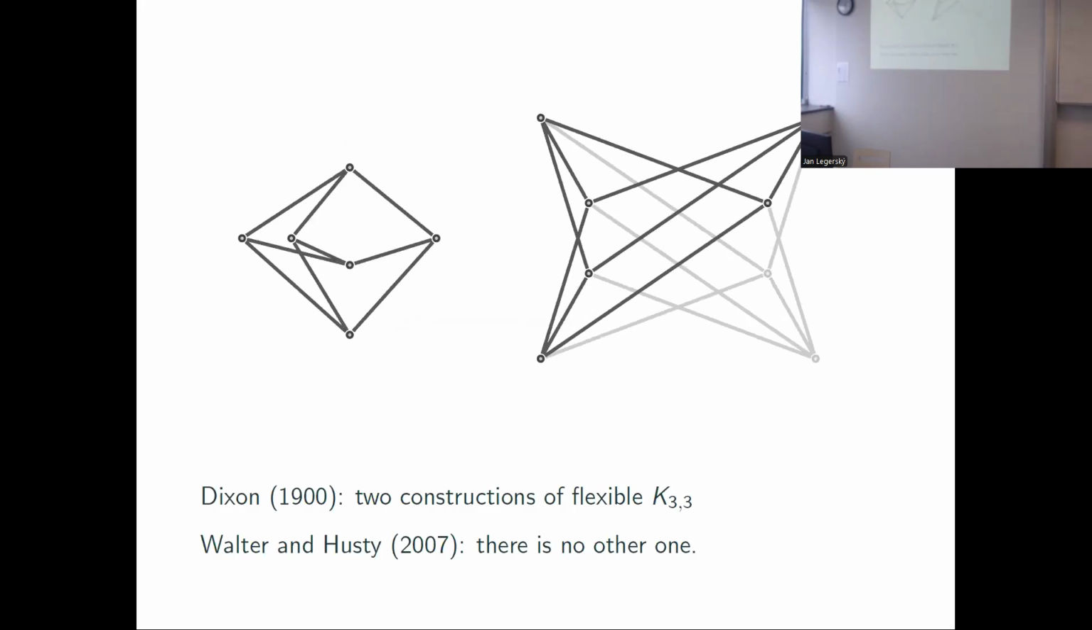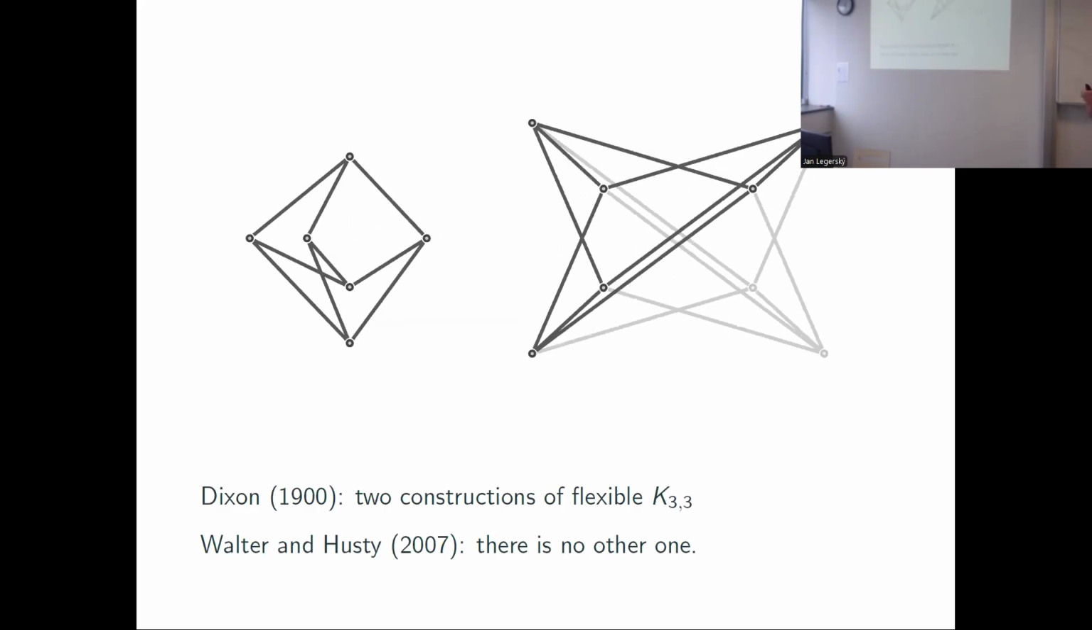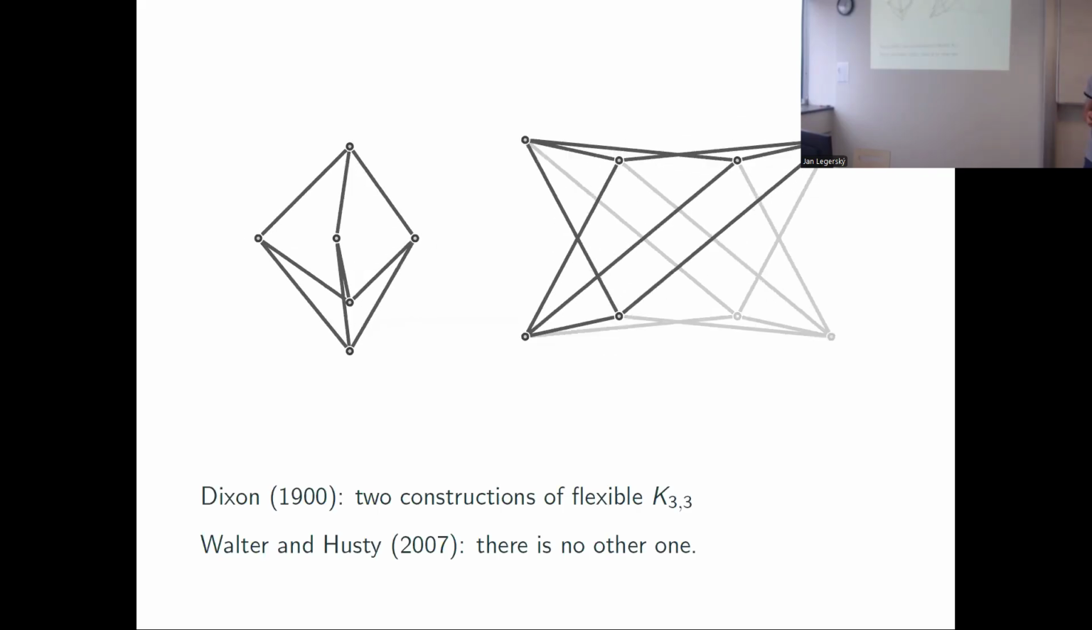This is what we sometimes call paradoxical flexibility. If you change the edge lengths, you can have something rigid, but for some very specific choice of edge lengths and positions, you get something flexible. So maybe let's start with some simpler graphs.